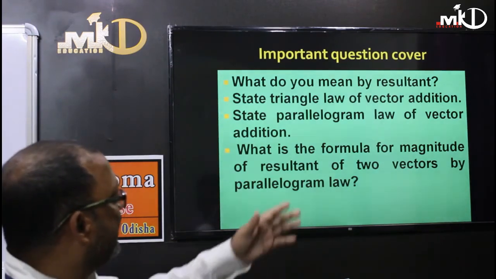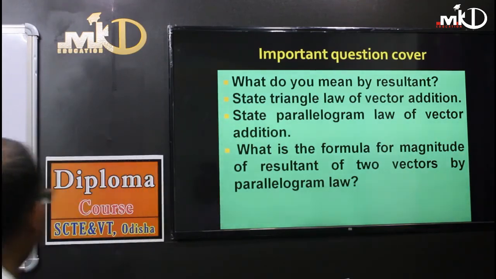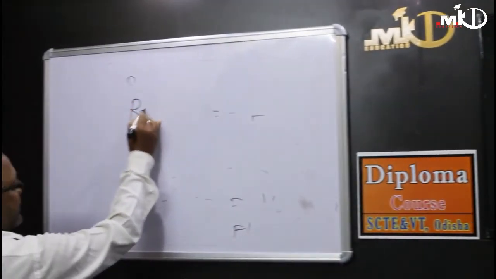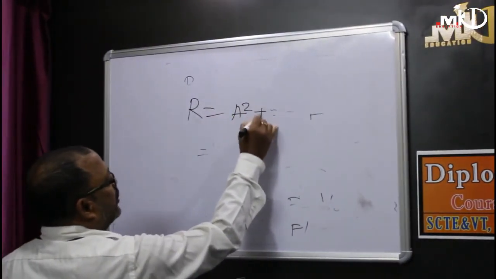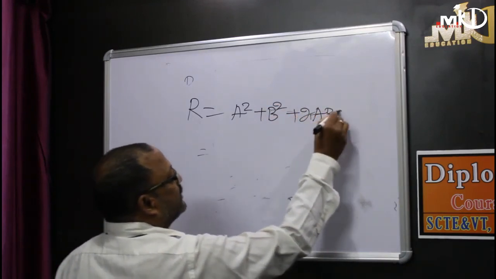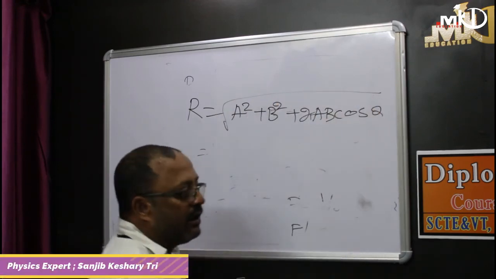What is the formula for the magnitude of the resultant of two vectors by the parallelogram law, which I have already derived? Again I am showing you this formula: the resultant is equal to the square root of A square plus B square plus 2AB cos theta. This is all about vector additions.